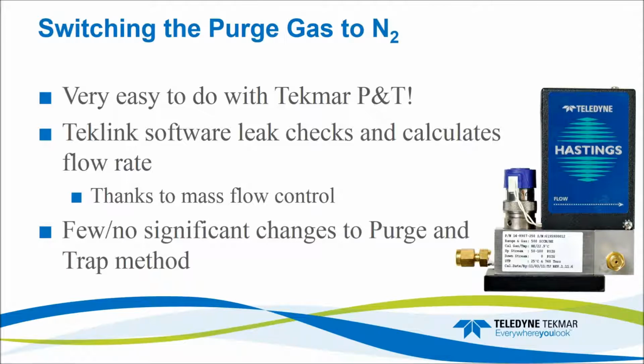And so through the software, we can actually select the gas that we want to use, and we can do fully automated leak checks to make sure our system is tight. So we get a lot of great advantages from using this mass flow controller. Additionally, when we do choose nitrogen, in the vast majority of cases, the standard purge parameters that most people are using for EPA methods, that being 40 mLs per minute for 11 minutes, is going to be more than adequate with nitrogen as your purge gas. So in most cases, we need very few or even no changes to our purge and trap method.